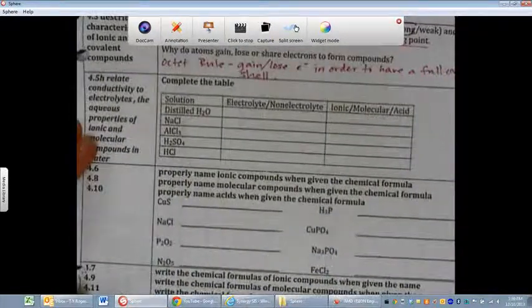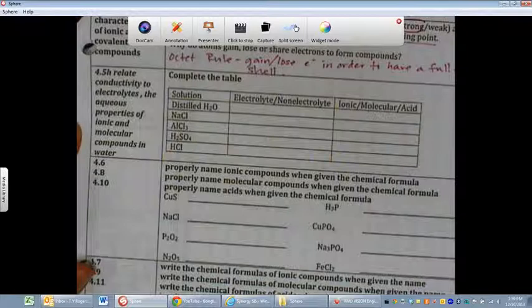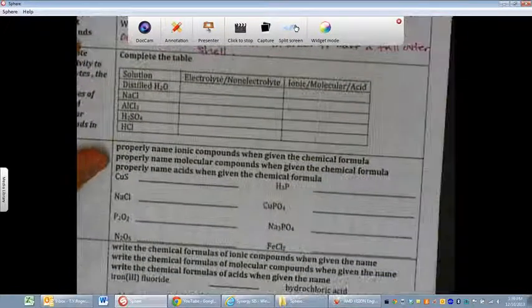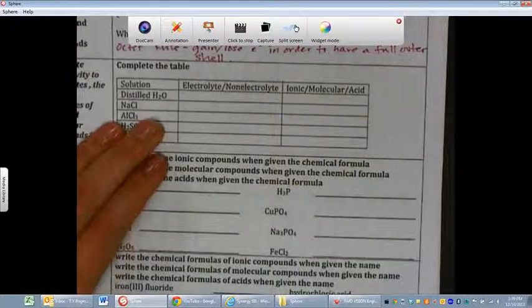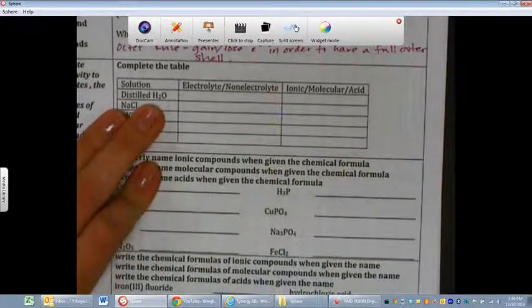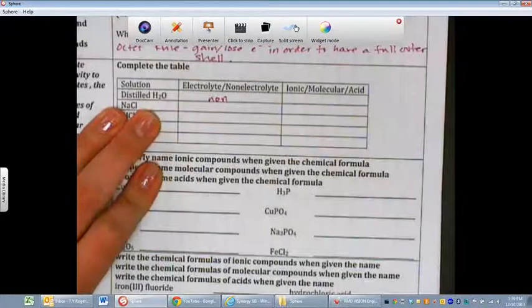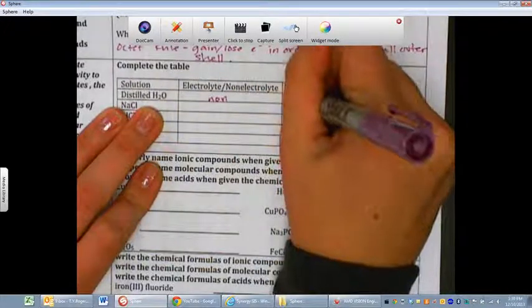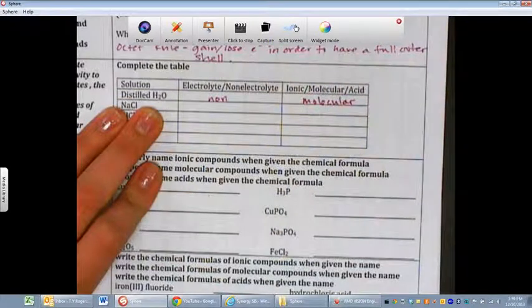Okay, we have our honors objective: relate conductivity to electrolytes, their ionic properties in water. So we did this lab. This is just having you remember what happened. So distilled water, as long as it was not contaminated, did not conduct electricity at all, which means it's a non-electrolyte and that it's molecular. So things that do not conduct electricity are molecular compounds.